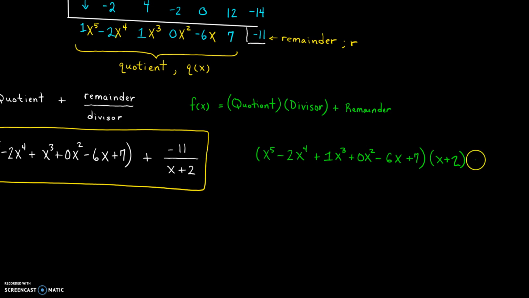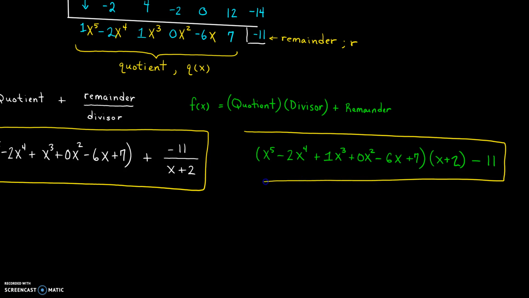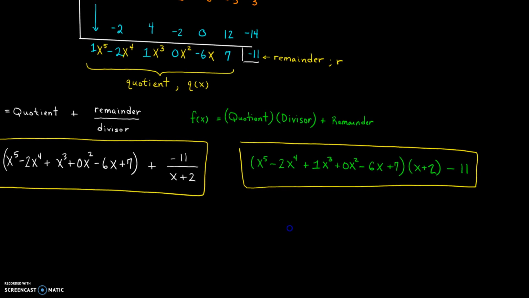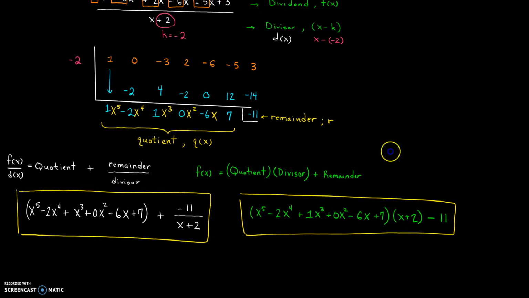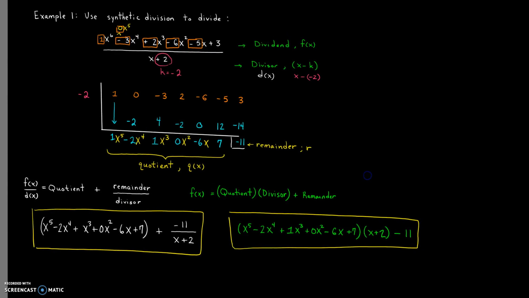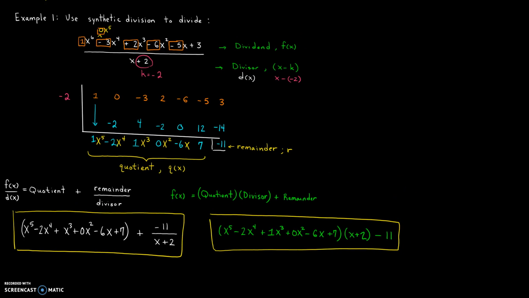Now you could write it like this, just put plus negative 11. That's fine. But you might see it written instead as minus 11, since the remainder is negative. Again, this would be another way of representing the answer, and it's just a matter of reading the directions very carefully and looking at how they want the final answer written. But this is the overall process on how to divide synthetically, or how to use synthetic division.